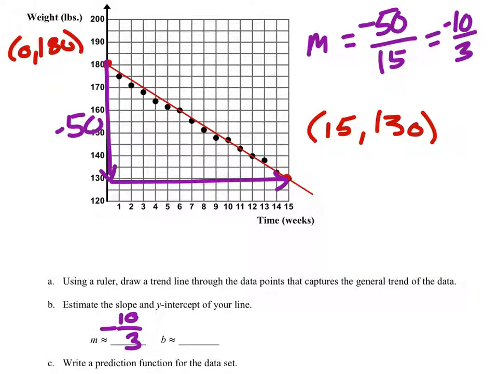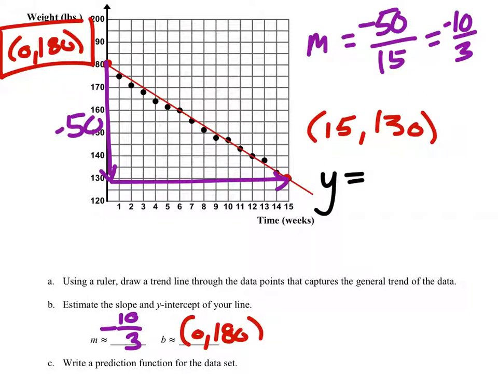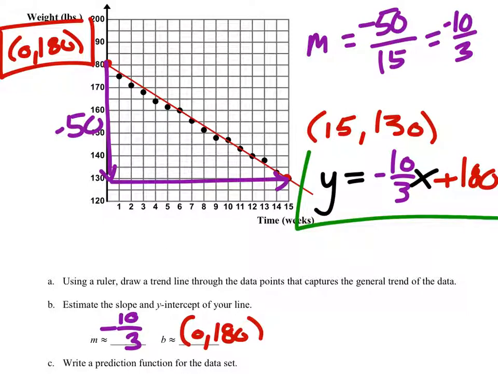If I recall correctly, we got something different in the other period, so again, it's okay. We should get something pretty close to that. All right, the next thing we want is the y-intercept, and yes, that was given up top. The y-intercept is 0, 180. So we should be ready to write the prediction function. So y equals the slope, which in this case is negative 10 thirds, times x plus the y-intercept, which was 180. So there's our prediction function right there.